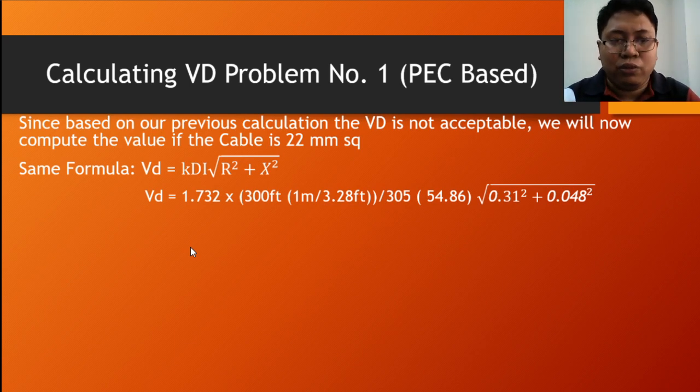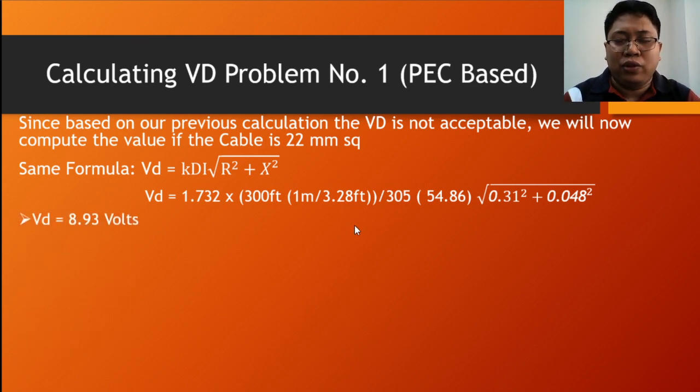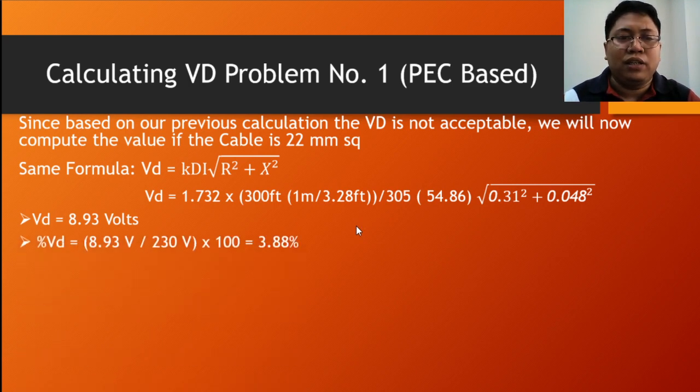Okay, so let's calculate ulit. 1.732 multiplied by 300 divided by 3.28 all over 305 multiplied by 54.86 multiplied by the impedance, square root of 0.31 squared plus 0.048 squared. So, lumalabas ay 8.93 volts. Divide natin by 230. Lalabas ay 3.88% which is hindi pa rin acceptable kasi 3% ang target natin eh.